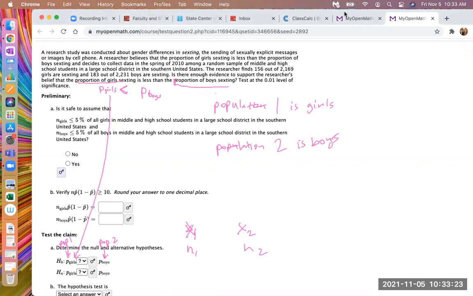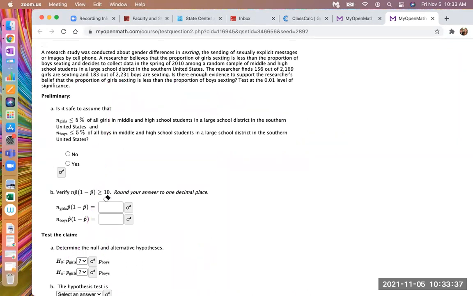Next, we actually have to check this next one. And let me clear all my drawing so far. We do have to check. So the n sub girls right there, that is the sample, the number of girls that were sampled. So that is, the researcher finds that, okay, 2,169 girls.